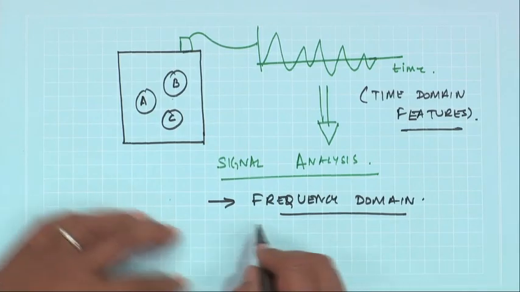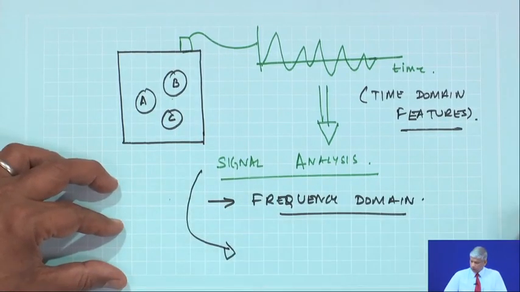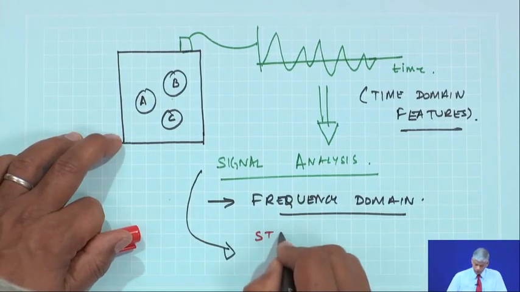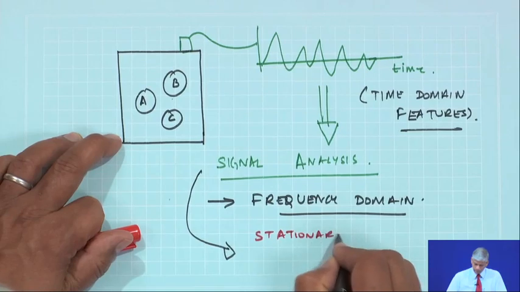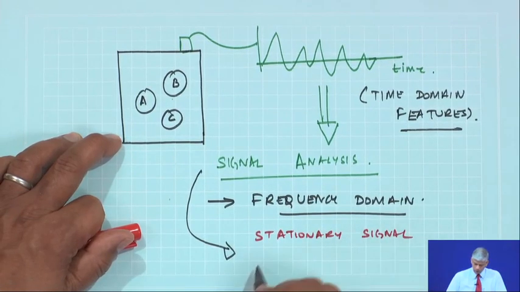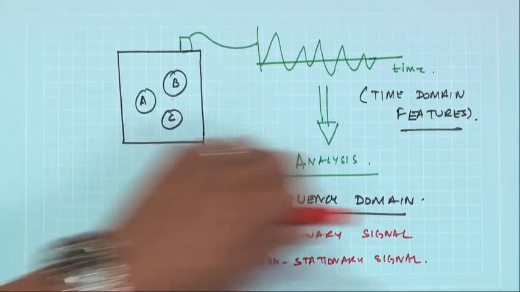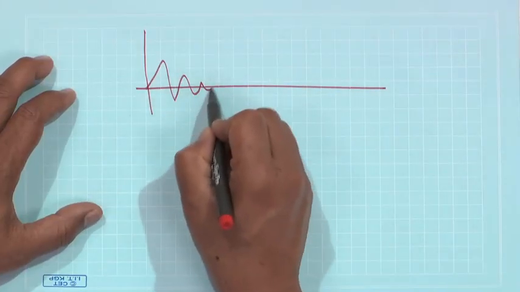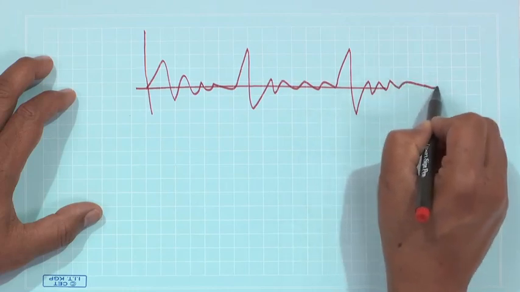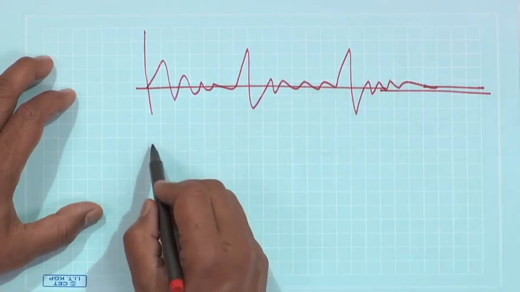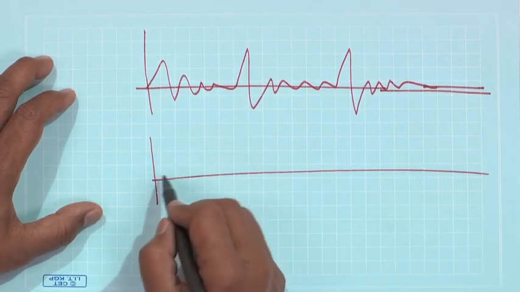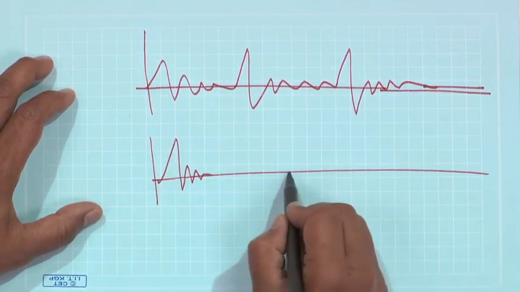Now, in frequency domain, depending on the type of signal, it is either a stationary signal or a non-stationary signal. Okay. So, just to recap, in a stationary signal, we had the case of a signal where the pattern repeats and so on at all times. But in non-stationary signals, I have it just once.